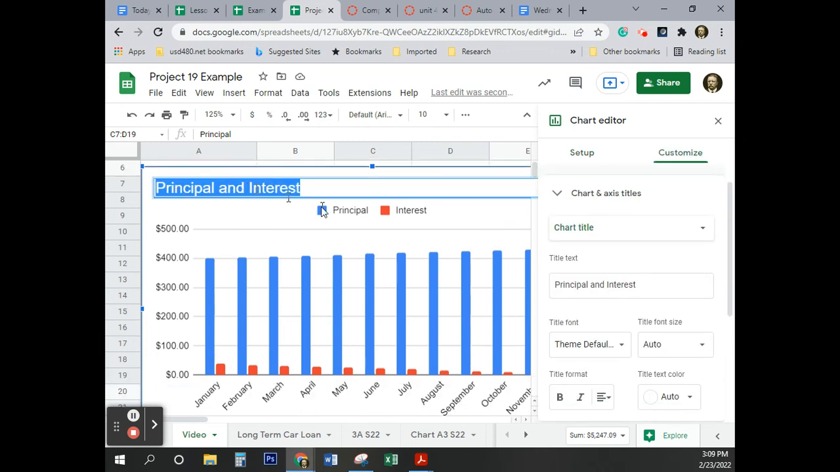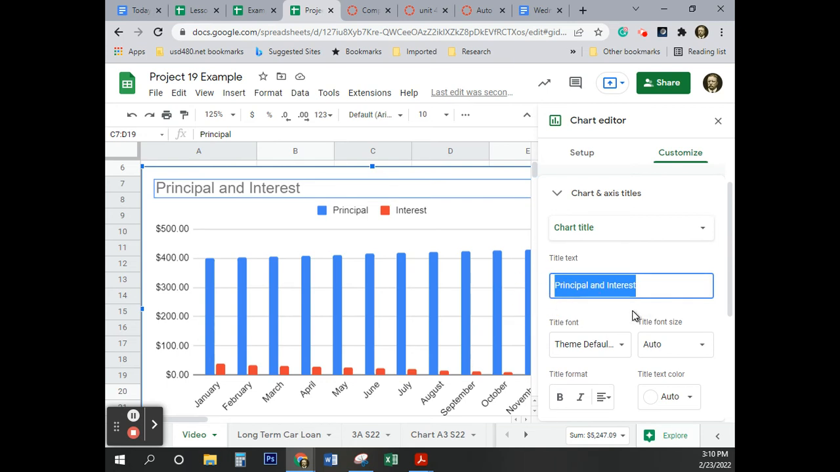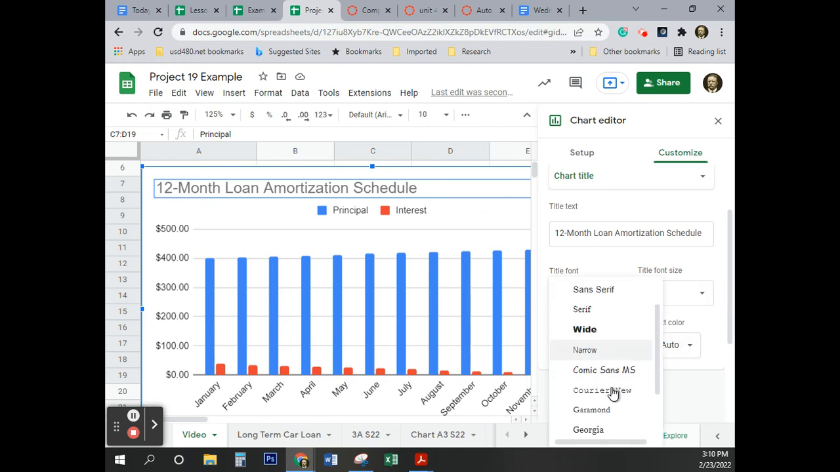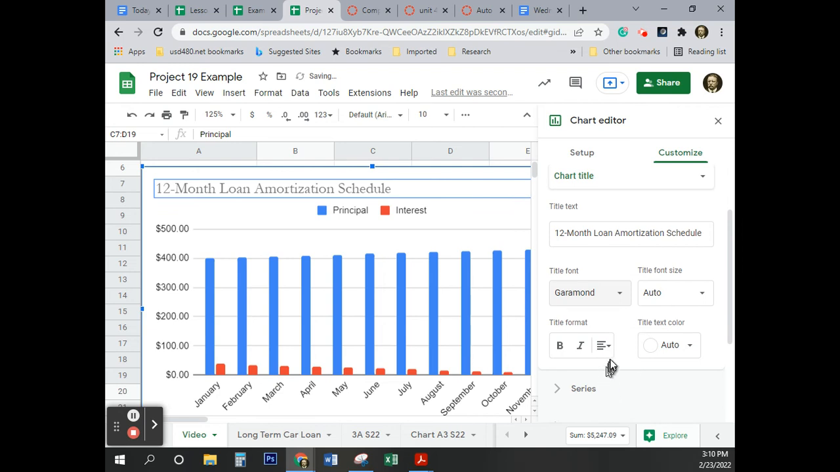Let's double-click on the title. You notice it took us from the setup screen to the customized screen, and we're in chart and axes titles. And we're going to go ahead and rename the title here. We're renaming it 12-month loan amortization schedule. Now we can go ahead and change the title font. That's good. And let's center that. Alignment, center align. The only other thing we're going to do is turn that title text black, okay?